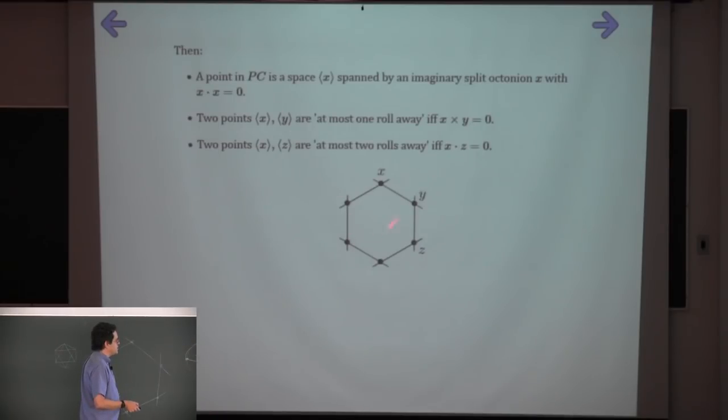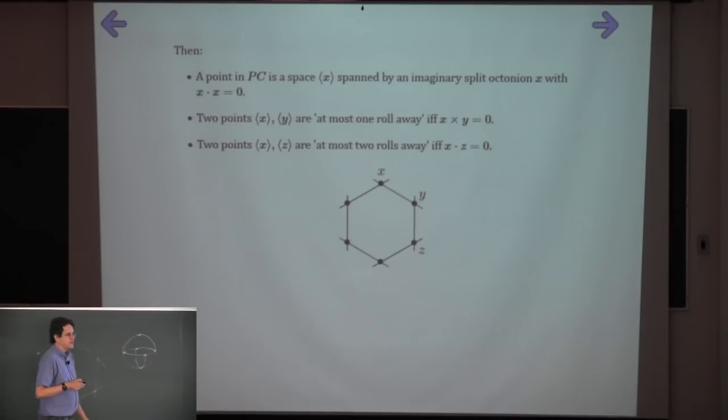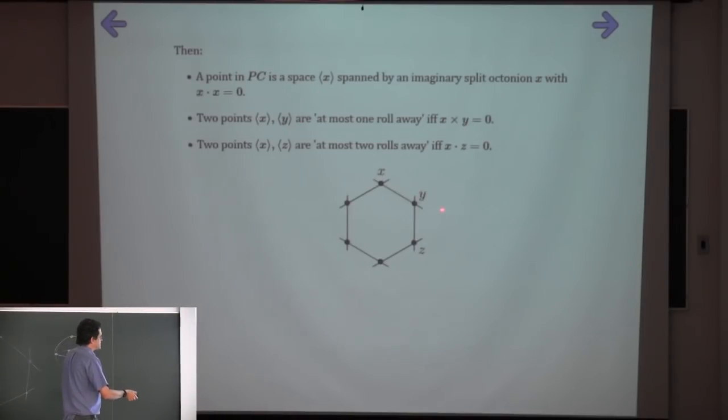And then you can ask, when is it true that 2 points in PC are at most 1 roll away, meaning you can get from one to the other by moving along a single line? And it turns out that that's true if and only if their cross product vanishes. Now in ordinary 3-dimensional geometry, if you have 2 vectors whose cross product vanishes, they have to be pointing in the same direction. But here in this 7-dimensional, funny-signature case, there are more ways that the cross product can vanish. So there will be lots of y whose cross product with x will vanish.